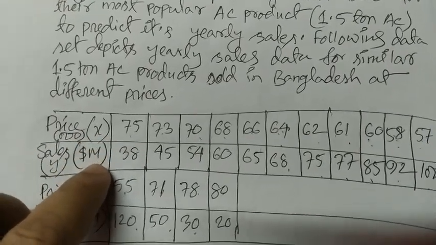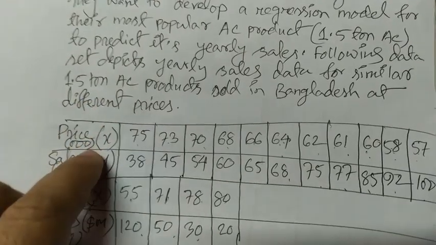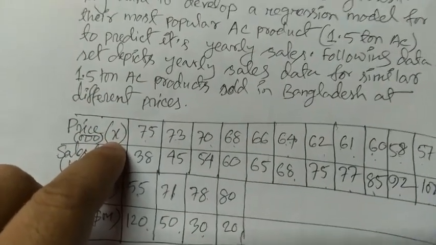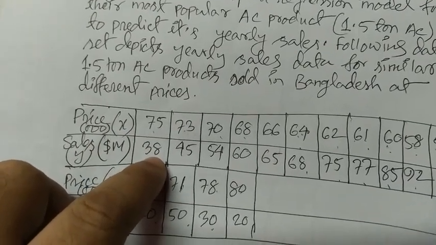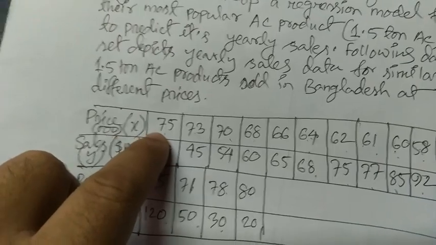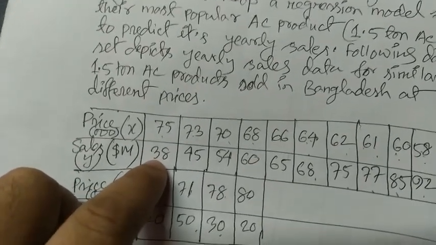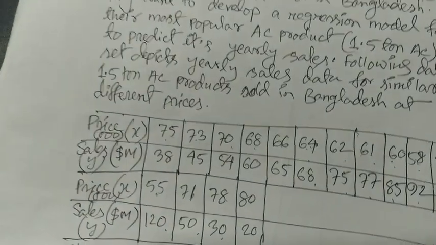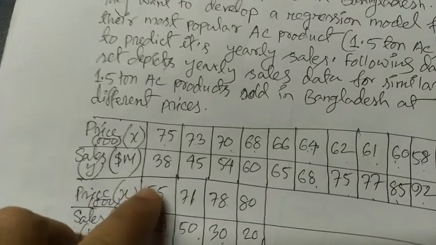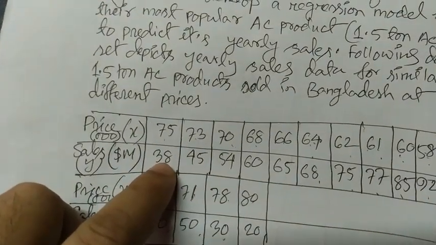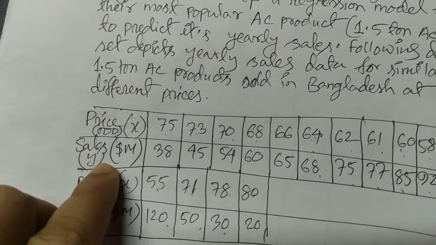So we are assuming that if the price of 1.5 ton AC goes up, demand for AC or sales of AC will fall. That means if price of AC goes up, sales of air conditioners will fall. With the increase in price, demand for AC will go down, so the sales of AC may also go down. So there might be a relationship between price of AC and yearly sales of AC.